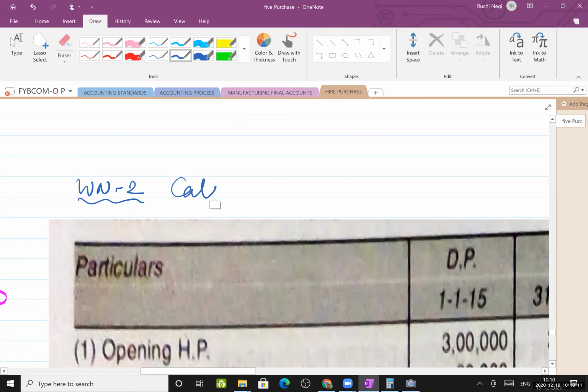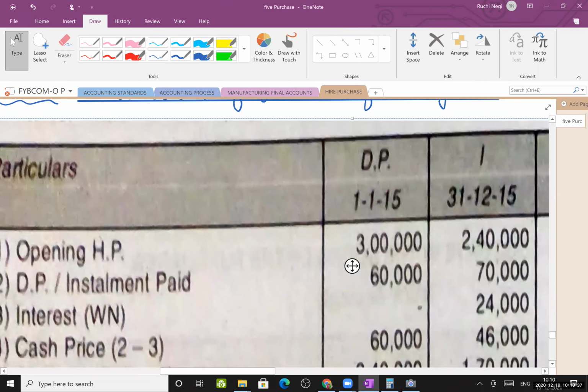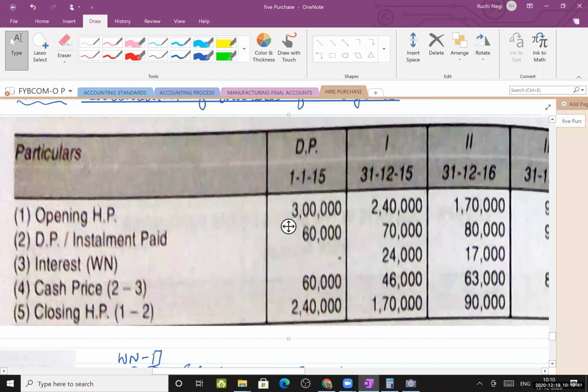Okay, calculation of interest. आप बोलोगे मैम ये भी कैलकुलेशन ऑफ इंटरेस्ट है. हाँ, ऑब्वियसली इसमें बाइफर्केशन है. Calculation of interest for 3 years. Okay, so let us start. First start with the first year.